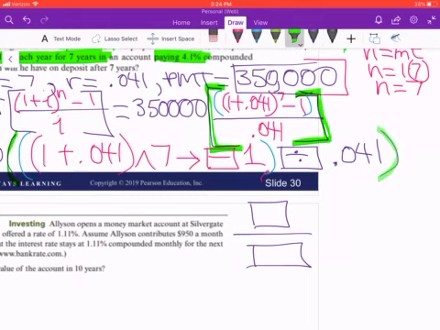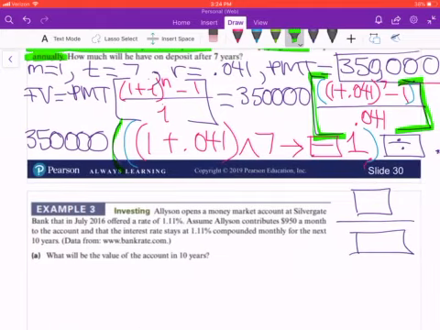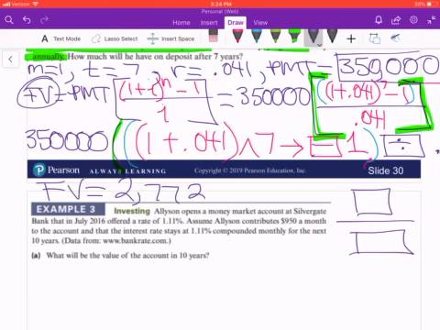So if you enter all of that, and remember we're looking for the future value, so the future value of that after 7 years will be $2,772,807.59. That would be the answer.